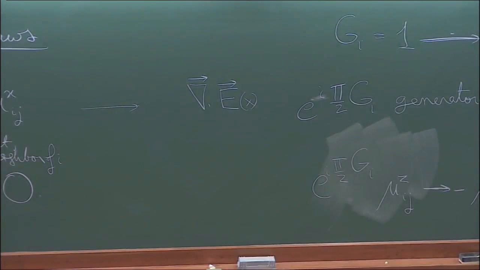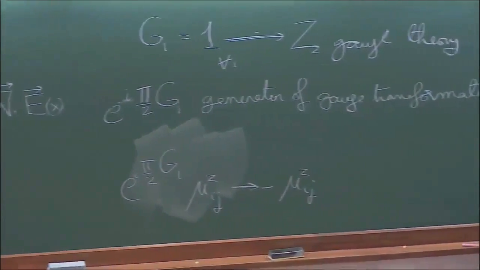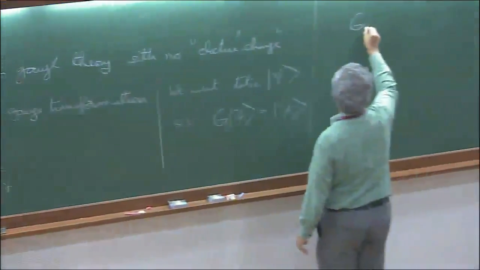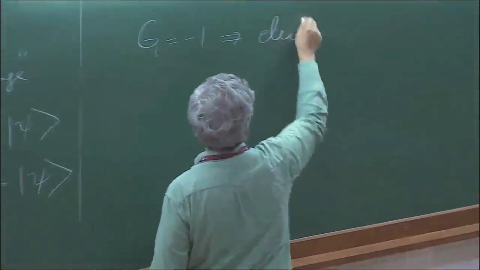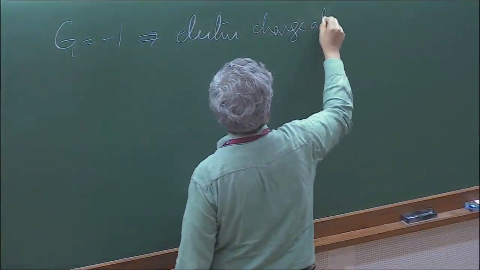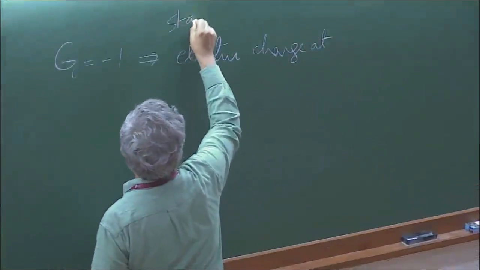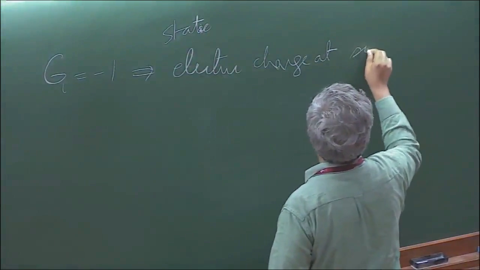So here, GI equals 1 for every I. And now if GI equals minus 1, that implies there's what we call an electric charge at site I. So this is a static charge. It can't move. It's just sitting there. Static electric charge at site I.